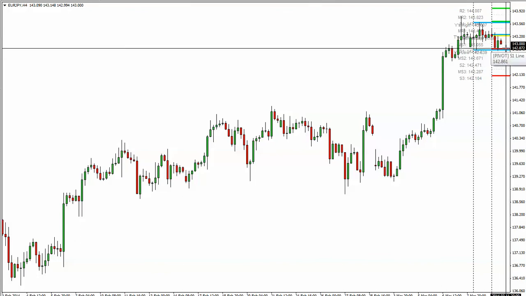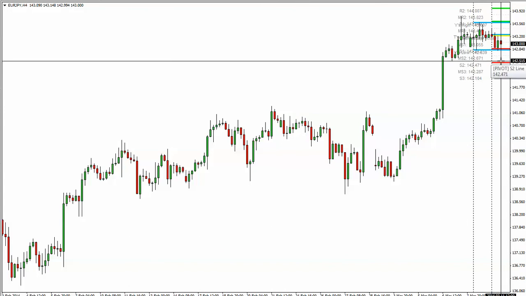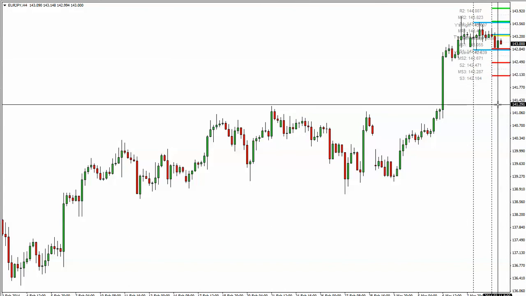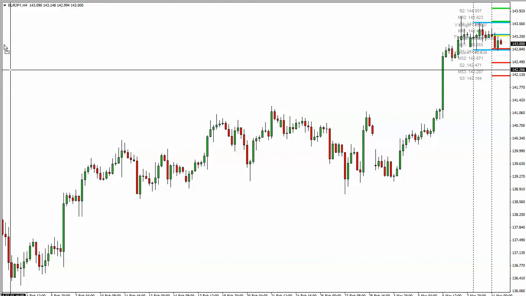But if we're going to get a break of this level, expect a pullback into the 142.50 and then a much steeper pullback into the 141.29. Let's take a look at the dollar yen.